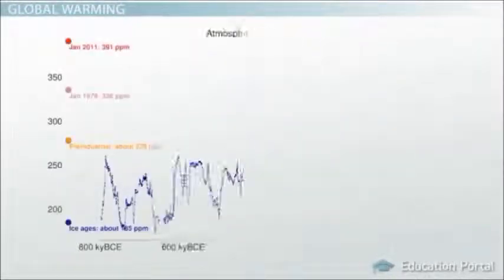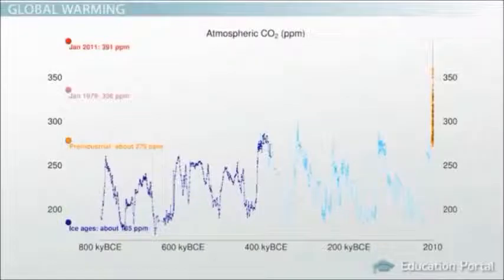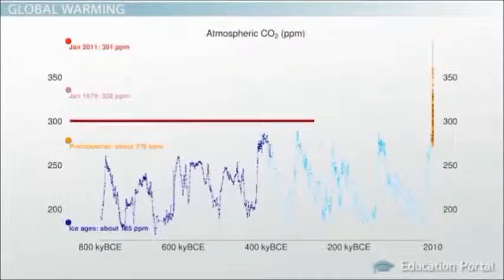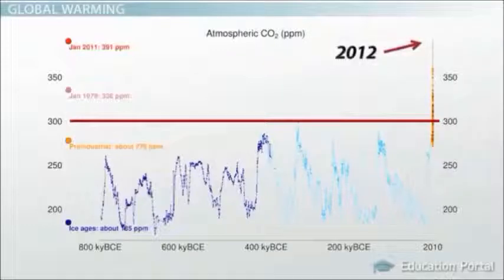There's one other interesting thing to point out about past CO2 levels. In the past 800,000 years, the concentration of CO2 never rose much above 300 parts per million. That is, until about 100 years ago, when we blasted right through the 300 mark on the way to our present level in 2012 of a little over 390 parts per million.